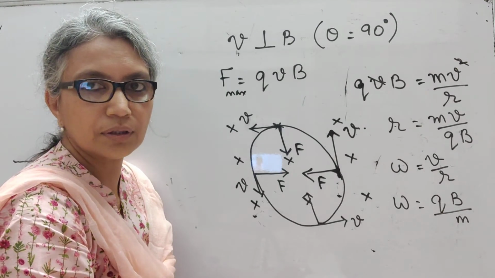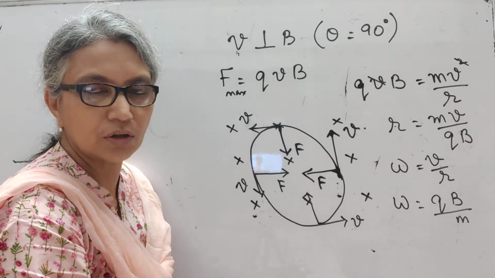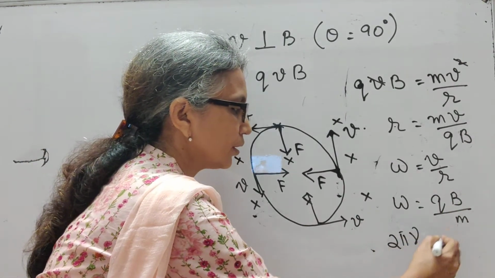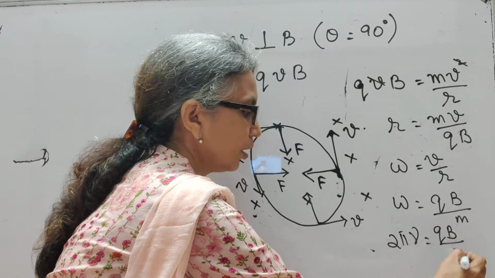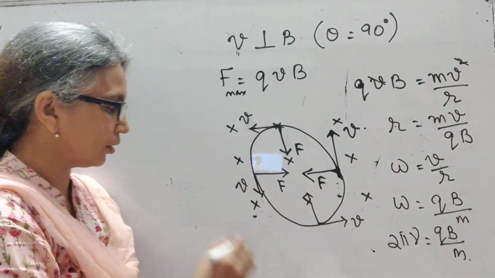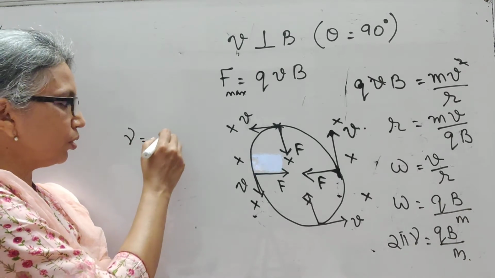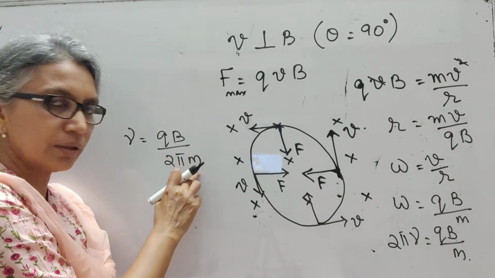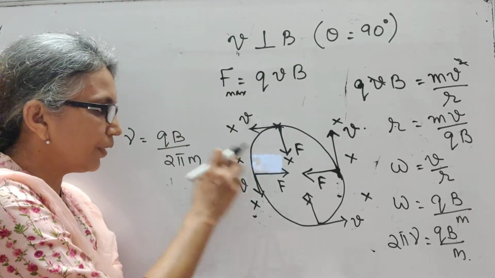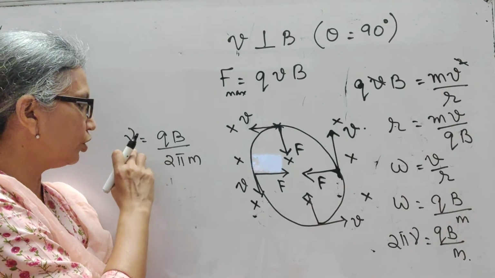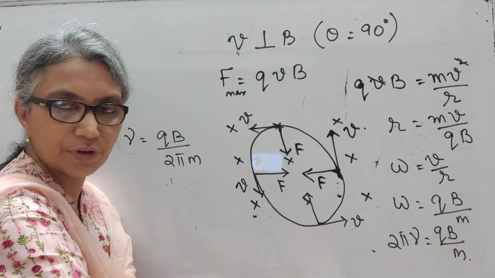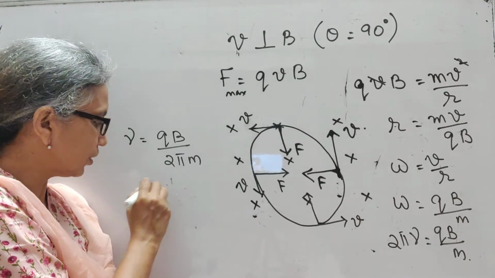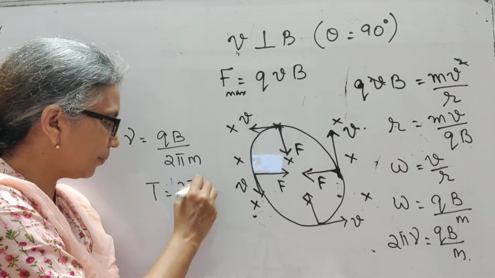Omega is, I hope you know, 2 pi by T or 2 pi nu. So 2 pi nu is qB by m, where nu is the frequency of the particle, or nu is equal to qB by 2 pi m. Here q and m are the charge and mass of the particle, B is the magnetic field, and nu is the frequency. Frequency is the number of revolutions in 1 second. This you know is inversely proportional to time period. So time period will be 2 pi m by qB.